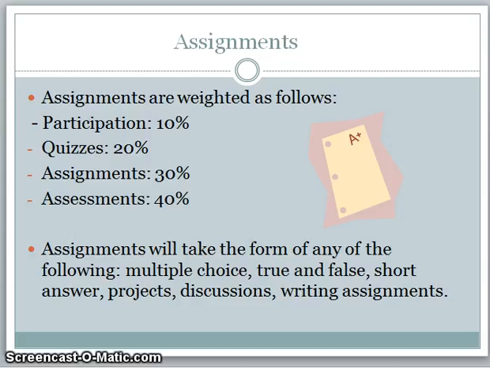And assignments can take the form of any of the following. They can be multiple choice, true or false, short answer, projects, discussions, writing assignments. I try to keep things diverse so we are learning in many different ways in this class.